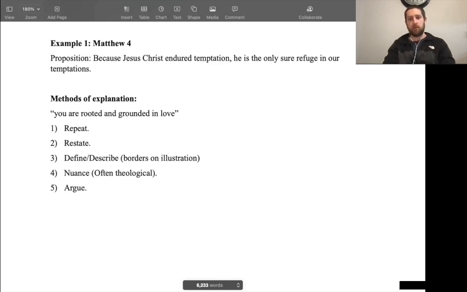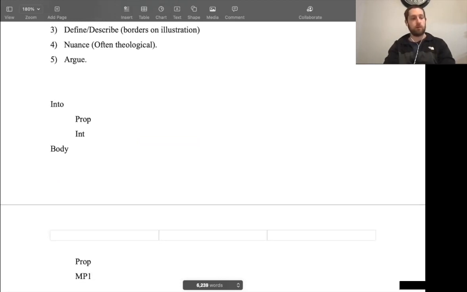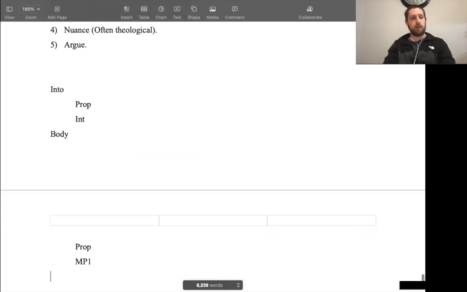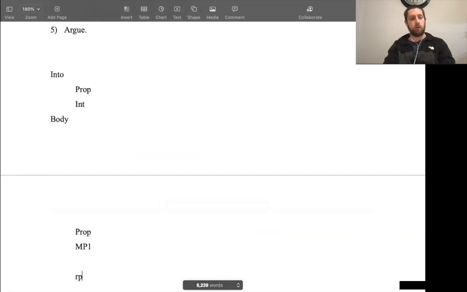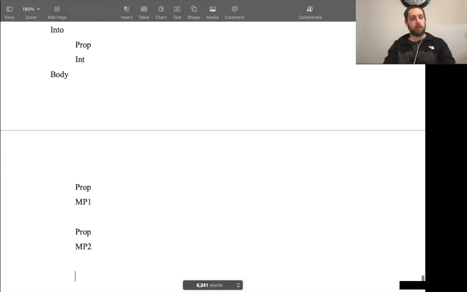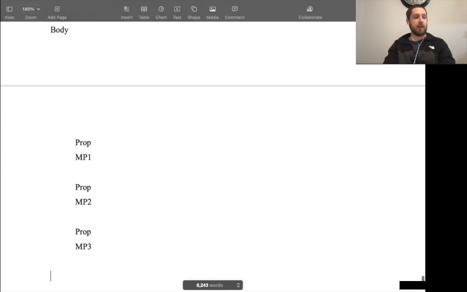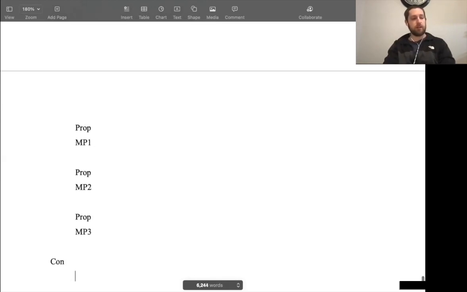So intro, prop, interrogative, body, and then you can use your prop as a transition. You say your prop and then main point one, and then prop, main point two, and then prop, main point three, and then end with your conclusion and say your prop again.